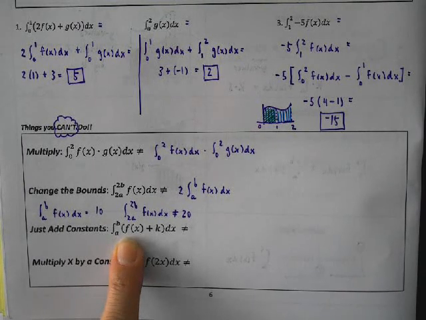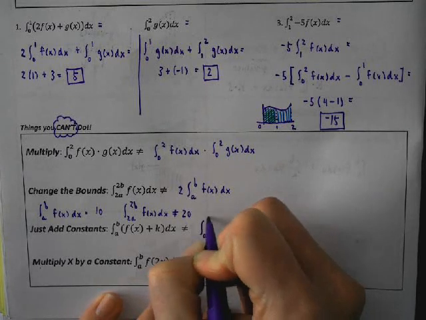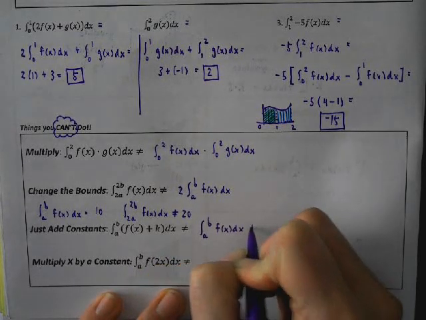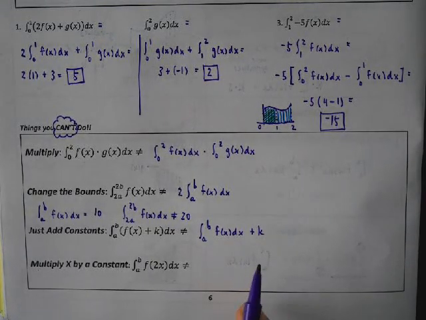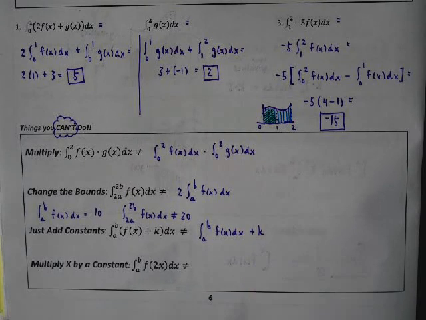Okay, the next one here, if I have the integral from a to b of f of x plus k, a lot of times people want to do this: the integral of a to b of f of x dx, and they just add the k. However, we saw in our investigation that adding the k shifts that whole graph up, and we create a rectangle under our original area. So we're not just adding the k, we're actually adding a whole other area. So we have to be careful here.